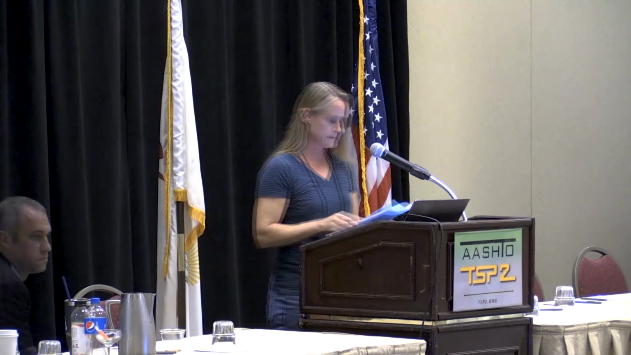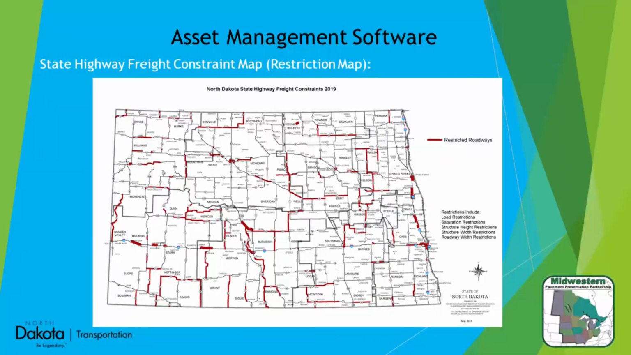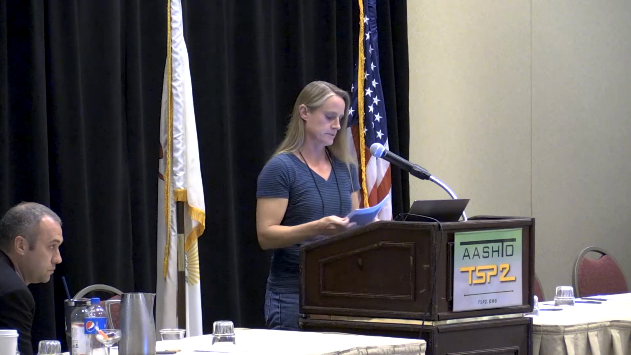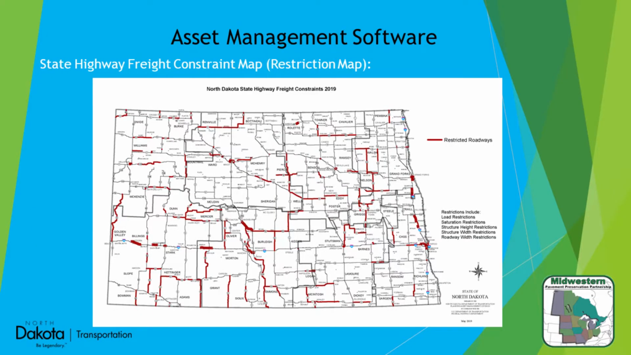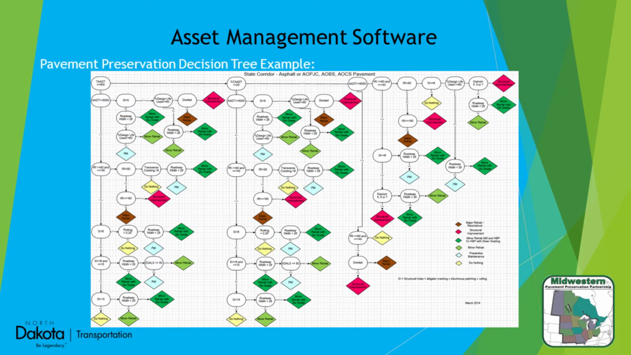And another thing we do on the functional capacity side of it is we have a restriction map that is out online, and it shows all of our, I guess you could call them, freight bottlenecks. And so some of the restrictions that we have programmed into DTIMS are load, saturation, structure height, structure width, and roadway width. Here's just an example of a decision tree. I don't expect that you can read it, just showing that they can get fairly complicated. White circles are the triggers, and then the colored ones are the treatment.